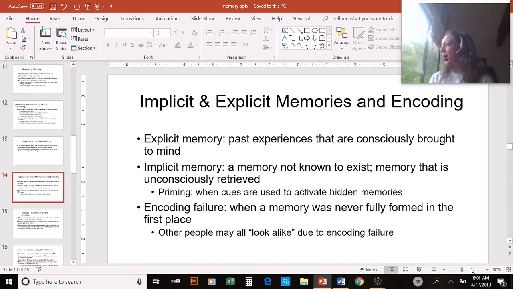But we have to be careful with that, because sometimes with priming and with hypnosis, you can provide false clues and create false memories. It just depends on the state of mind of the person that you're using that on, if that makes any sense. And then when a memory does not fully form, we call that encoding failure, and that would be where you think that somebody looks like somebody else, or you think that maybe all people look alike, because you just don't pay enough attention to spot those differences.